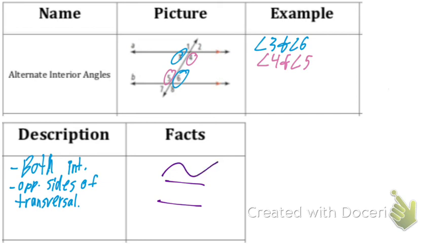This is for alternate interior angles in the table. We're on the table right now. Corresponding angles were congruent when the two lines are parallel. Alternate interior angles are congruent when the two lines are parallel.